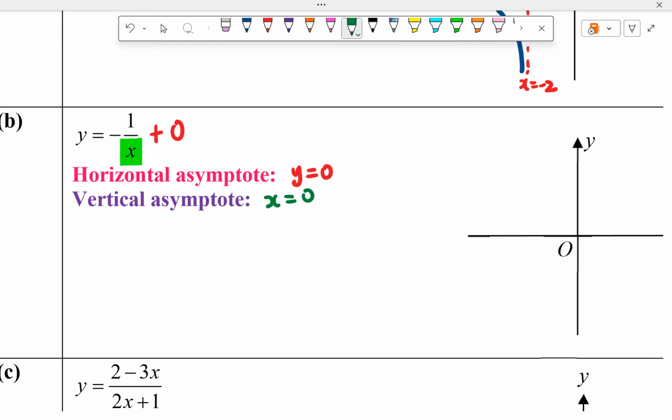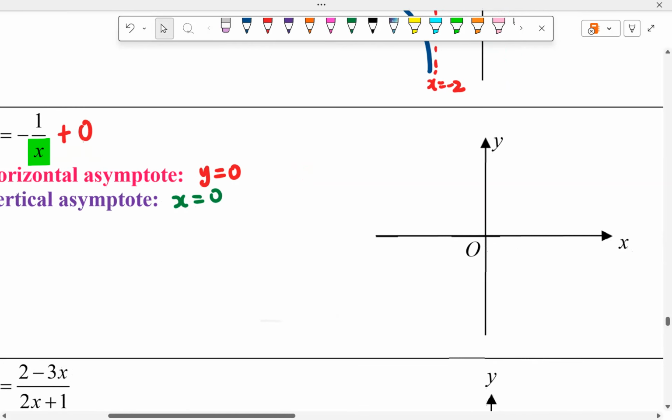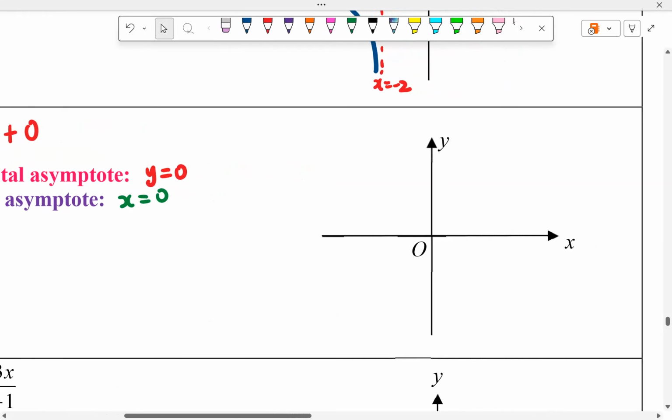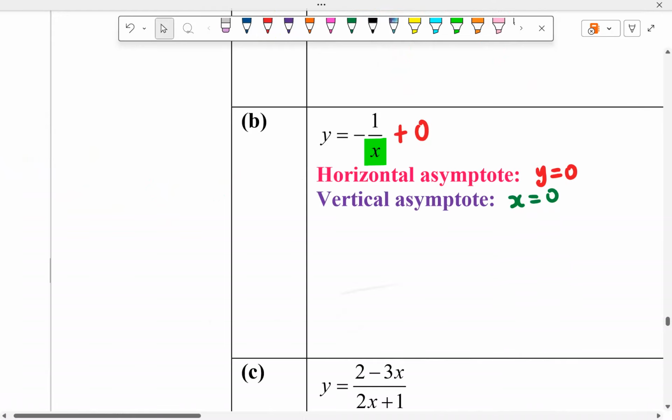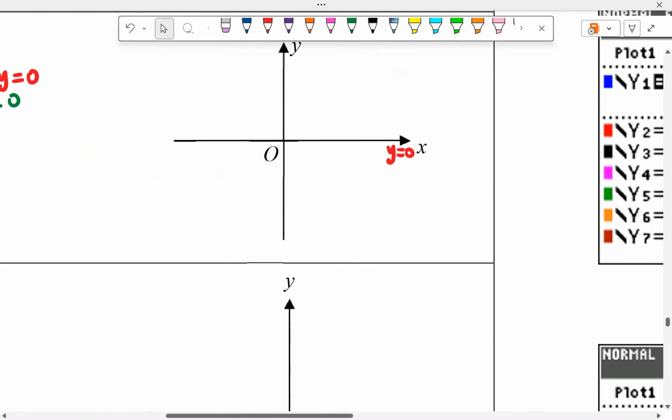If you try to solve for any x-intercept or y-intercept, you'll get no solution. So there is no x-intercept or y-intercept actually. Then let's label. y equals to 0 is the x-axis, and then x equals to 0 is the y-axis.